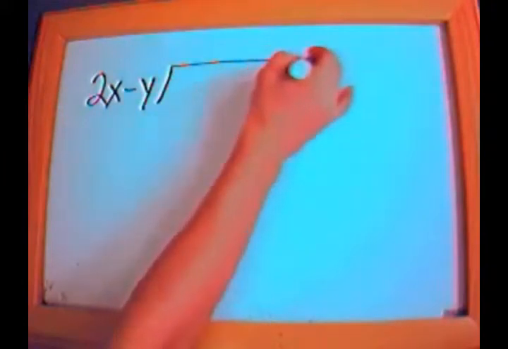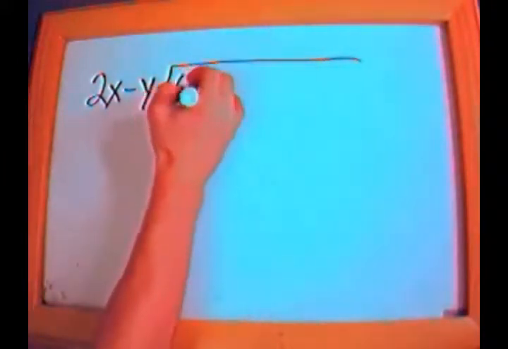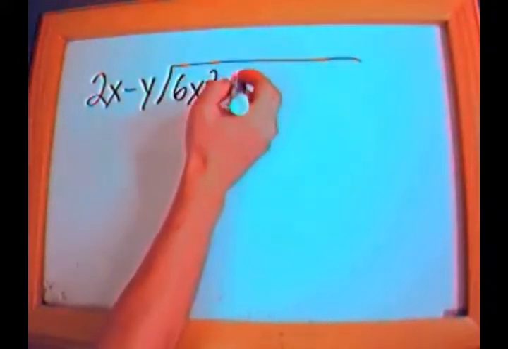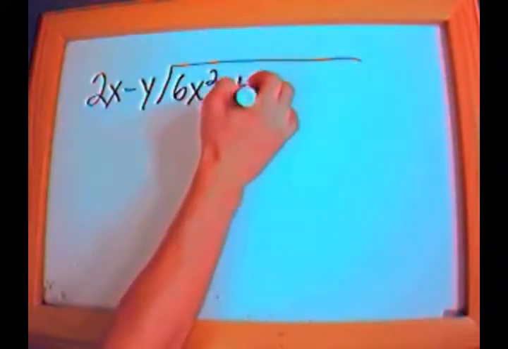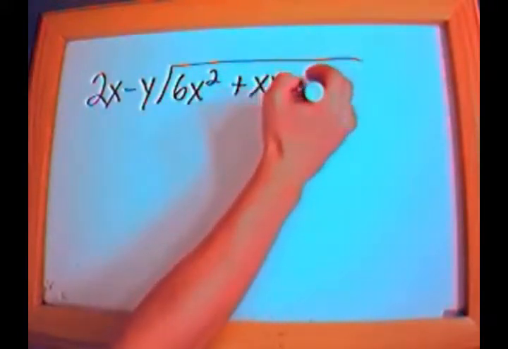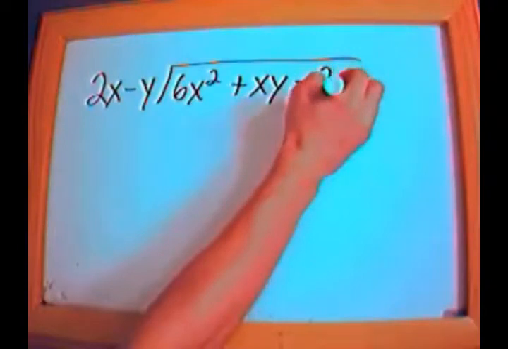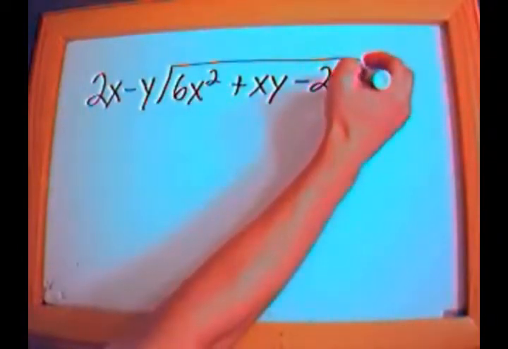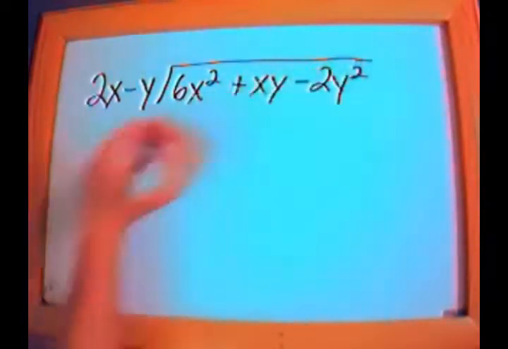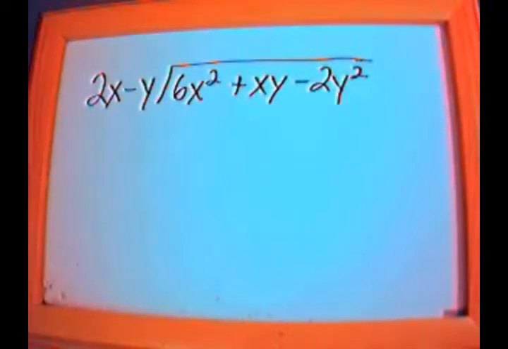Okay, next thing we want to do something a little bit different. What if I have, let's throw a minus sign in here. What if I have 2x minus y divided into 6x squared plus x times y minus 2y squared. Now notice we have variables in x and y.